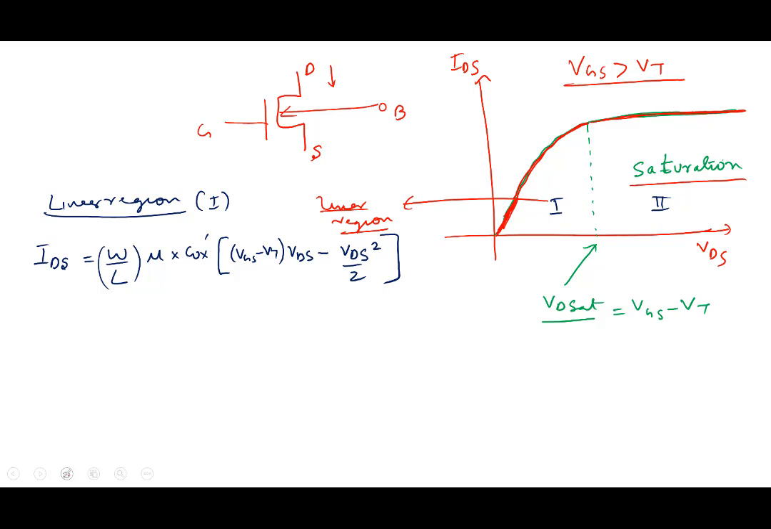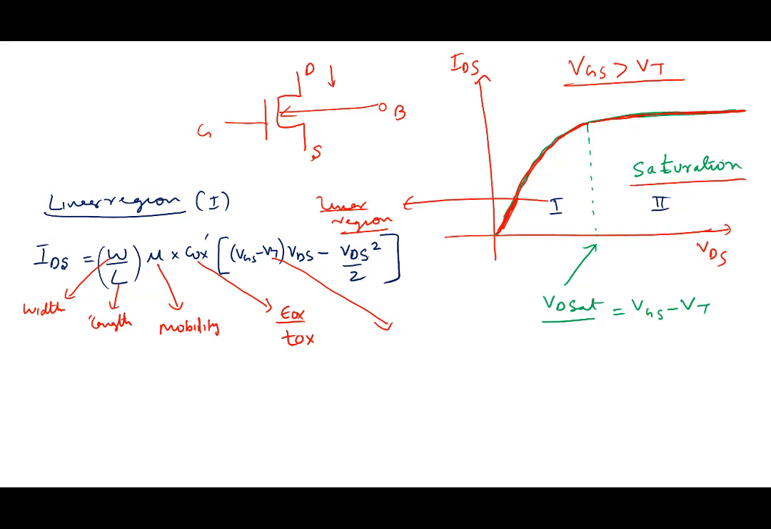W is the width of the device, L the length, mu the mobility of the carriers, electrons. C oxide prime is the oxide capacitance per unit area, which we already said is equal to epsilon ox by T oxide. Threshold voltage we've already defined, VT, and VDS is the applied voltage. Alright, so all the terms are here.